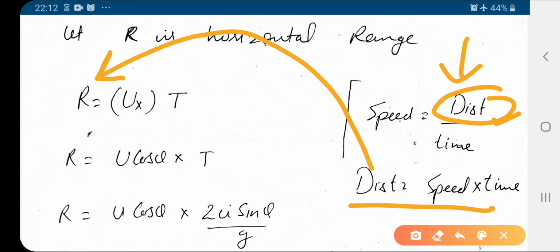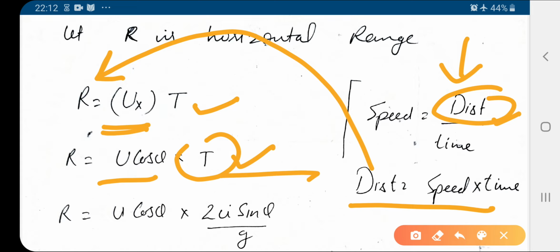Speed: to move along the x-axis we have velocity ux, and the time from O to A is the total time, capital T. So ux is equal to u cos theta, times capital T. Capital T we already calculated, so substitute the value of capital T here, that is 2u sin theta over g. This gave us R is equal to u cos theta times 2u sin theta over g.